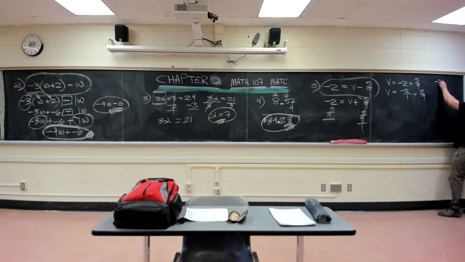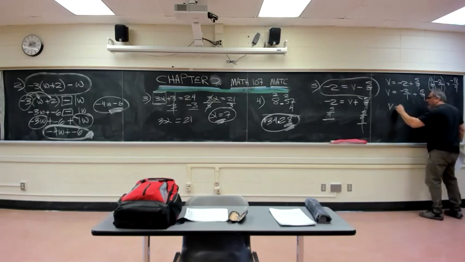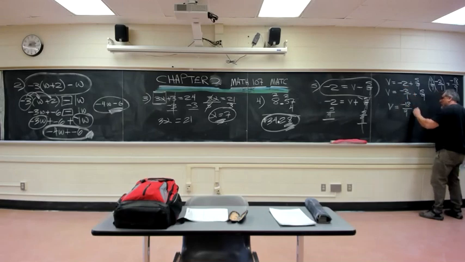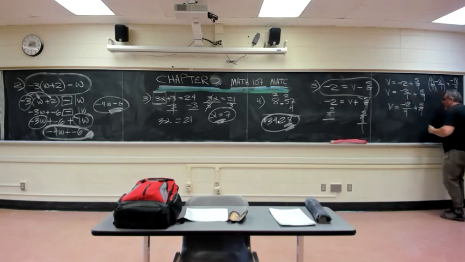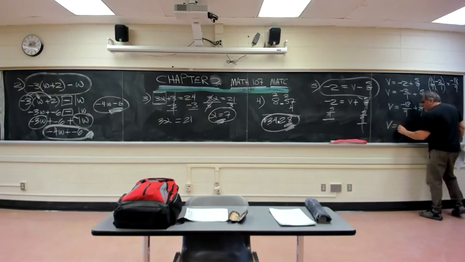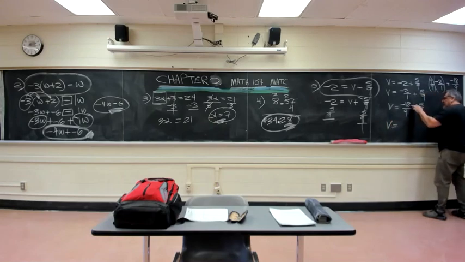I got negative 2 over 1, and it's going to have to equal something over 9. I'm going to multiply it by a special one called 9 over 9. 9 times 1 is 9. 9 times negative 2 is negative 18. Negative 18 divided by 9 is indeed negative 2. Here's 5/9. Add the numerators. Negative 18 and positive 5 added together is negative 13.